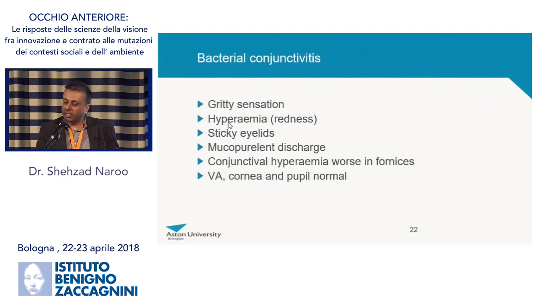They will have redness in their eyes, and often they will have sticky eyelids as well, because bacterial conjunctivitis means the source of the problem is bacteria. And so they have what we call a mucopurulent discharge. It's a very sticky, yellowy discharge, and the problem is usually worse in the fornix. So when you lower the lids and lift the upper lid, you will see the redness is much worse in the superior and inferior fornix. The vision for these patients is usually normal, the cornea is normal, and the pupil is not distorted.